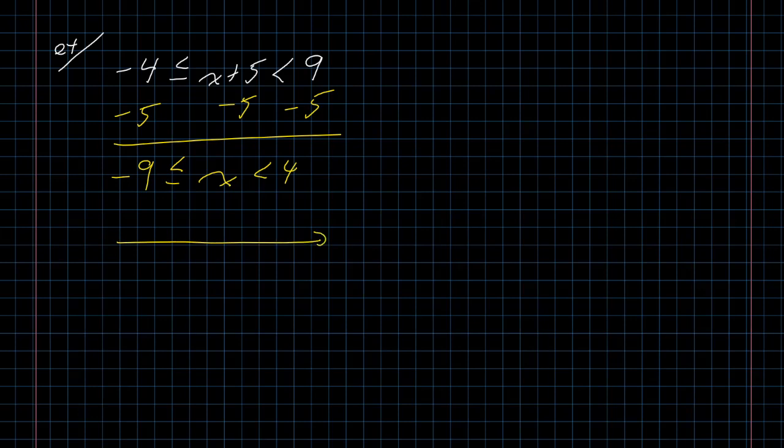Let's go ahead and sketch out that number line. And write the solution set in interval notation gives us from negative 9 to 4.